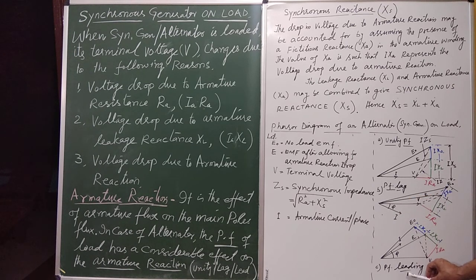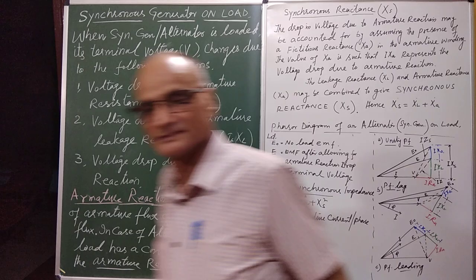Interesting case is leading. In leading case, current is leading the voltage, IRA is parallel to current, IXL perpendicular to current, and IXA is perpendicular to current. In this case, we will see that V is greater than E. So, leading power factor load is preferred to overcome the voltage drop, but in practical cases all the loads are lagging power loads. Okay.